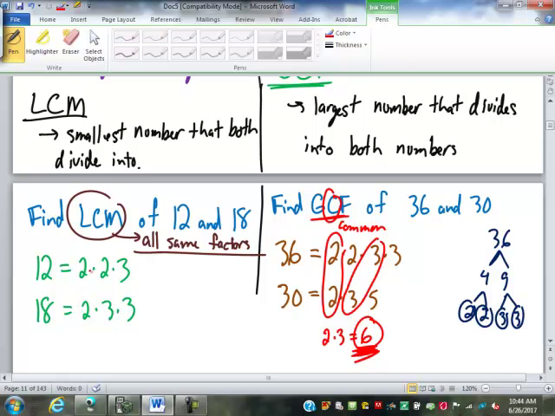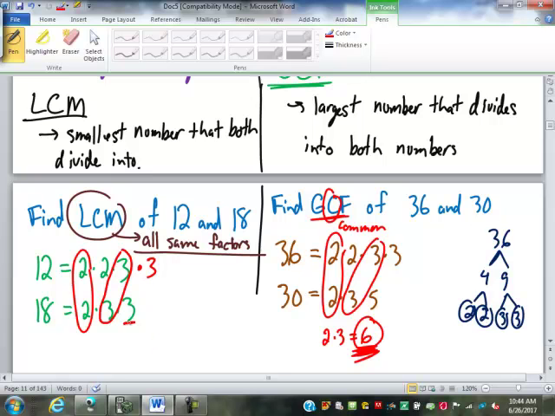So let's look at what they have for common factors. They both have a 2. They both have a 3. But notice there are some factors that are not circled. Those are the ones that are going to tell us what to do. What does this top number still need that the bottom number has? An extra 3, right?